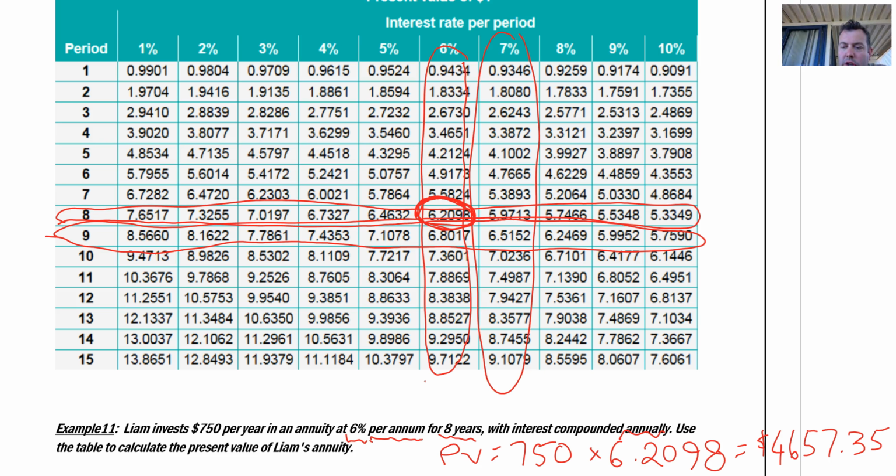So the present value of that annuity, in fact, if you were to offer somebody $750 per year, knowing that you could get 6% per annum, and you're going to give them that for 8 years, you could accept that, or you could accept $4,657.35. They are both worth the same to you by the end of 8 years. They'll both be worth the same after 8 years. That is the present value of an annuity.